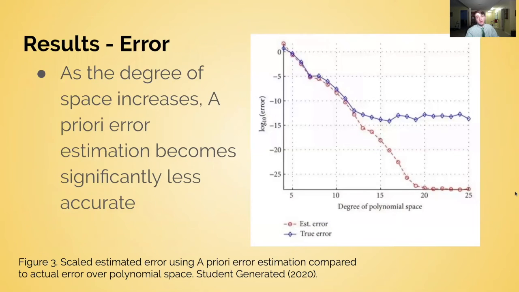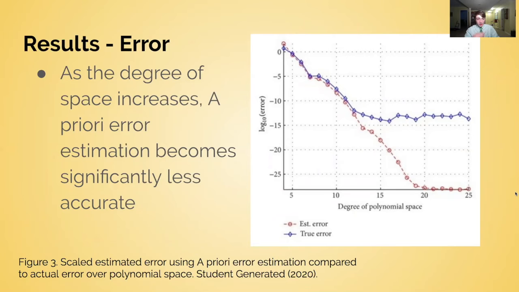So if you look at this graph, you can see that as the degree of polynomial space increases, the estimated error from the a priori error estimation drastically diverges from the actual calculated error of the approximation that was created. So actually applying an actual error estimation to the higher dimensional functions is an extremely slow and complicated process.